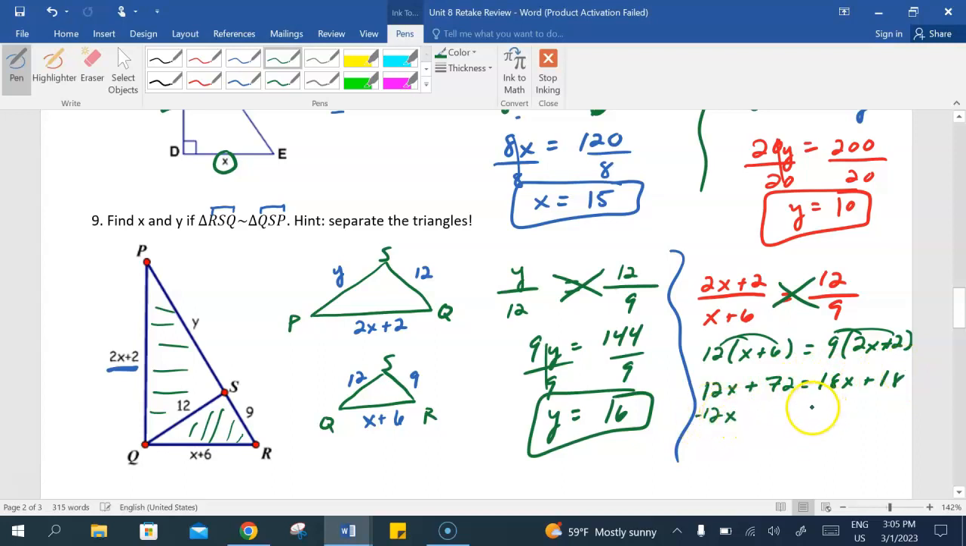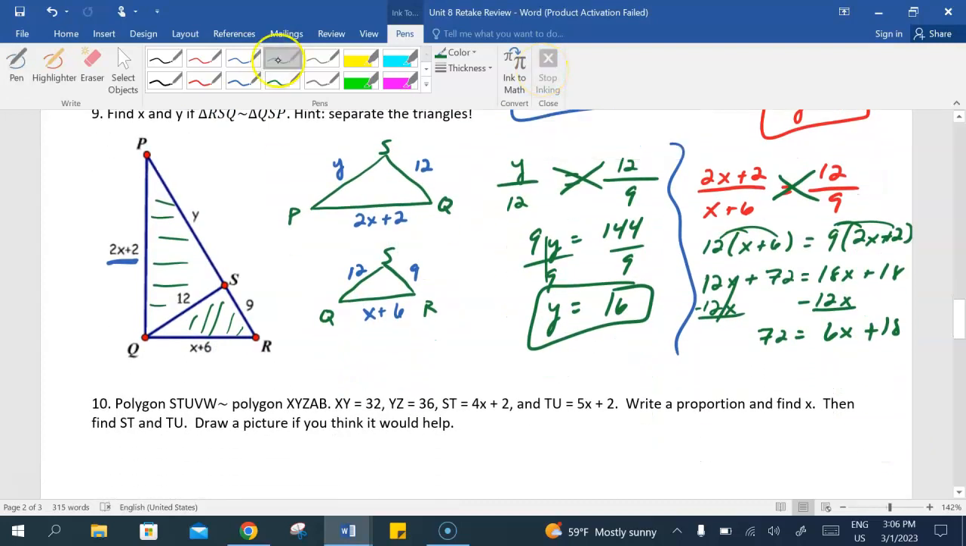Subtract 12x from both sides. And again, you should know how to do this. This is just algebra. Subtract 18 from both sides. I'm going to run out of room, so 6x is equal to 54. Divide both sides by 6. X is equal to 9. Okay?